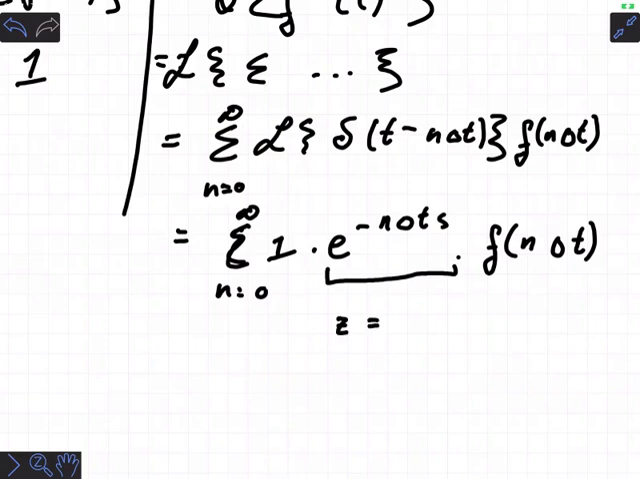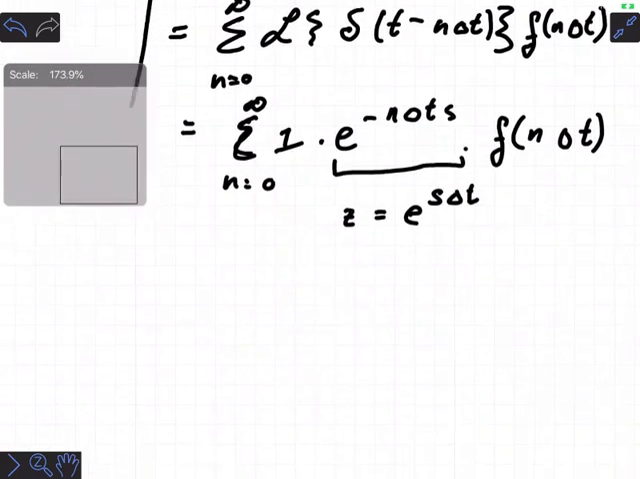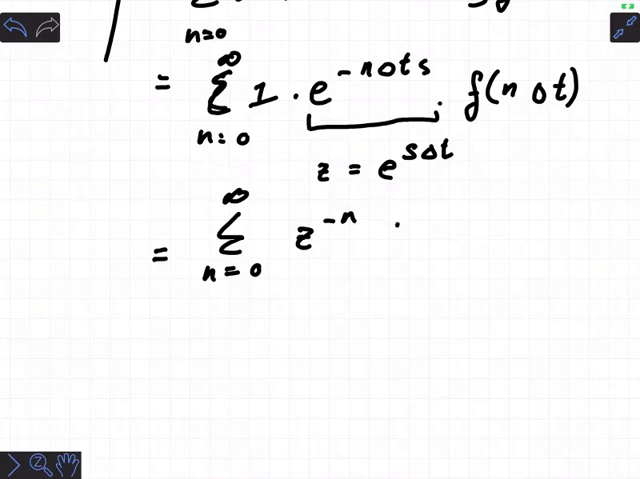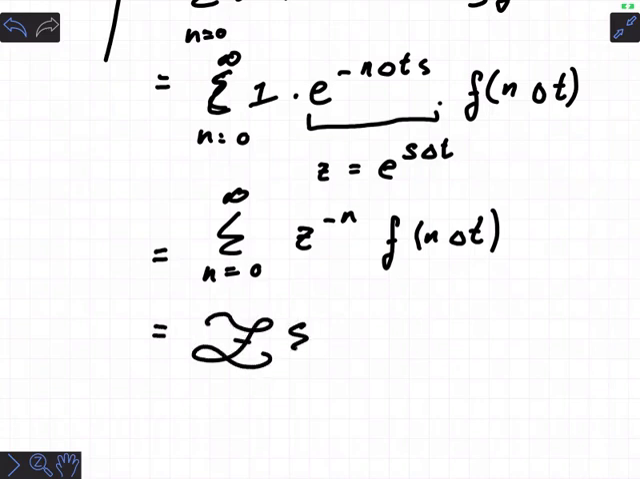Let's define this thing called z. And we're going to call z e to the s delta t. And how that simplifies our calculations is that it moves this into a form where we have what is called the Z transform of the signal, of the sampled signal. Okay, so we would also say that that is the Z transform of f star of t.